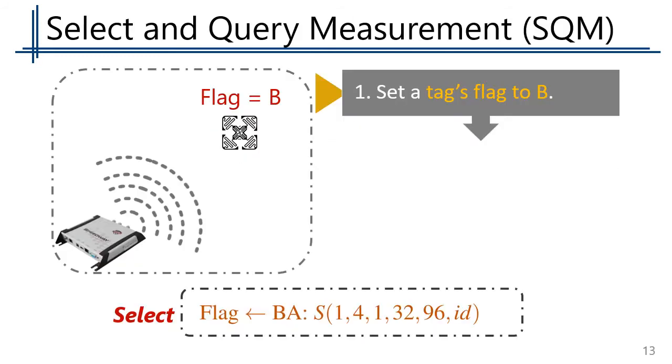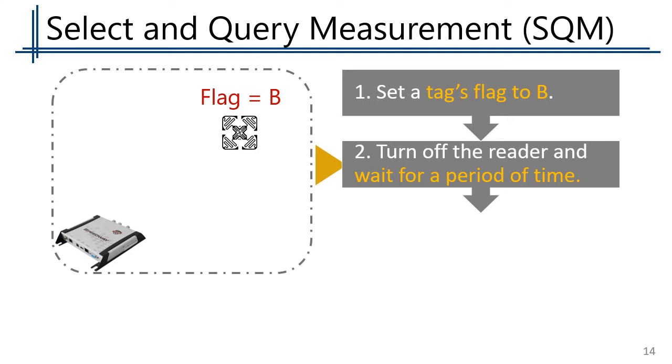With the above functions, we next detail how to measure the persistence time. Our method is called SQM. Consider a tag. The reader first uses the select command to set its flag to B. The select command is as follows.